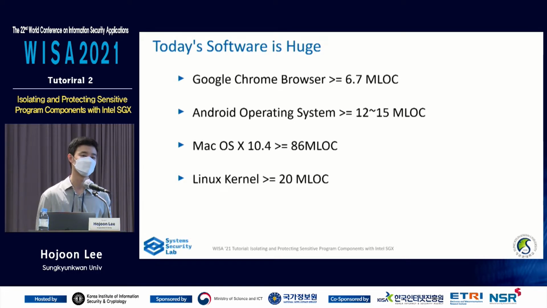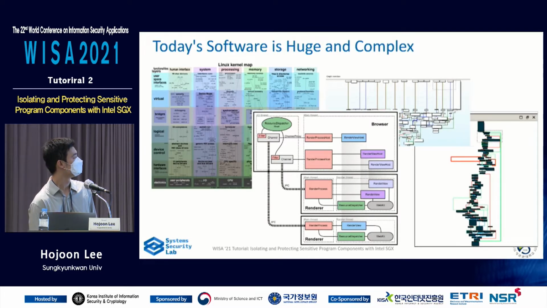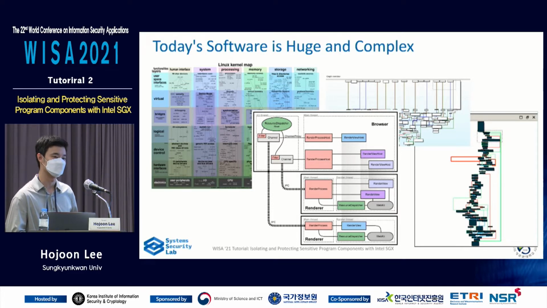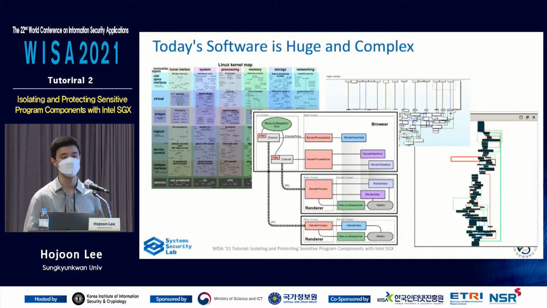And OS kernels are also large. In case of the Darwin kernel for Mac OS, it is 86 million lines of code. The Linux kernel that we all know and love is over 20 million lines of code. The second problem with the software today is that they are complex. Today's software tends to be event-driven, object-oriented, with a lot of message passing and a lot of different complex logics. If you have ever reverse engineered any commodity software, then you'll know that modern software is pretty complex.